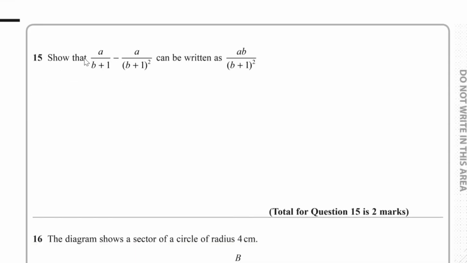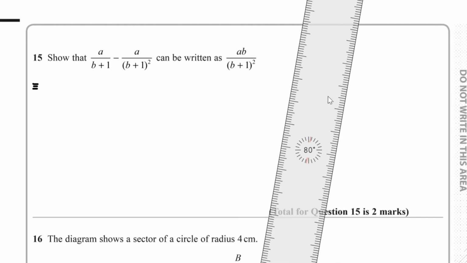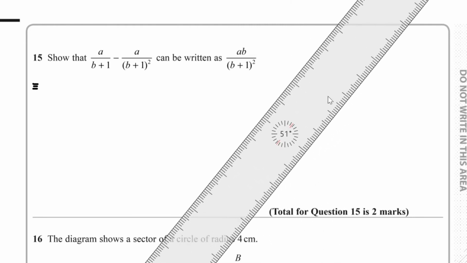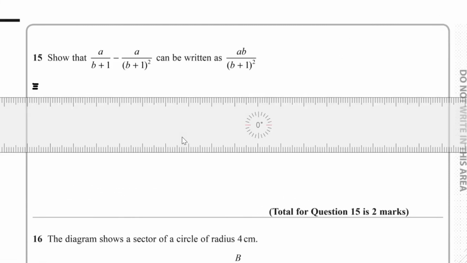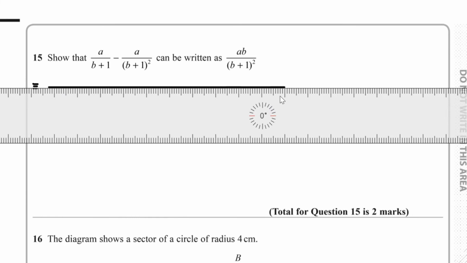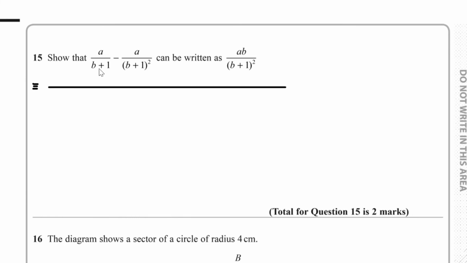Question 15, we have to show that a over b plus 1 minus a over b plus 1 all squared can be written as ab over b plus 1 all squared. So here, this will be equivalent to, now if I just grab a ruler and just make this ruler horizontal, like so, we can rewrite a over b plus 1 so it has a denominator of b plus 1 squared. I want the denominators to be the same.